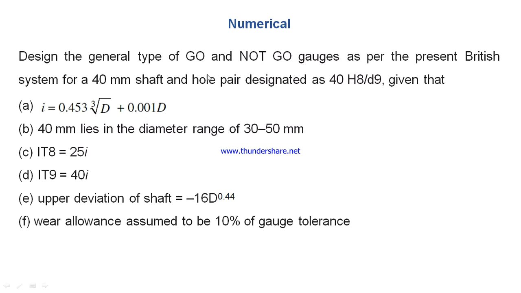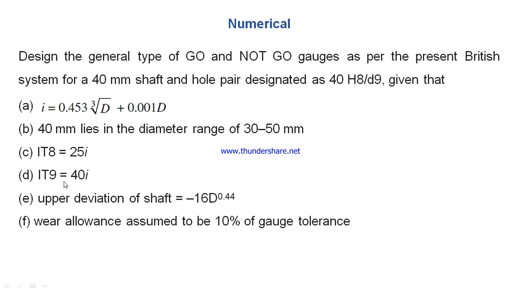Design the general type of go and not go gauges as per the present British system for a 40 mm shaft and hole pair designated as 40H8D9. Given that the standard tolerance value I is 0.45 cube root of D plus 0.001 times D. The 40 mm lies in the diameter range of 30 to 50 mm. IT8 grade having a tolerance of 25I.